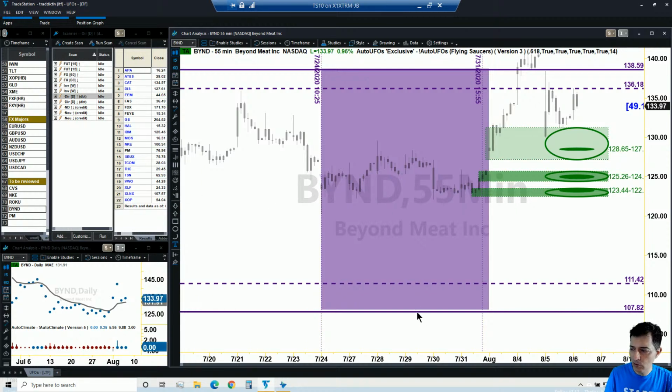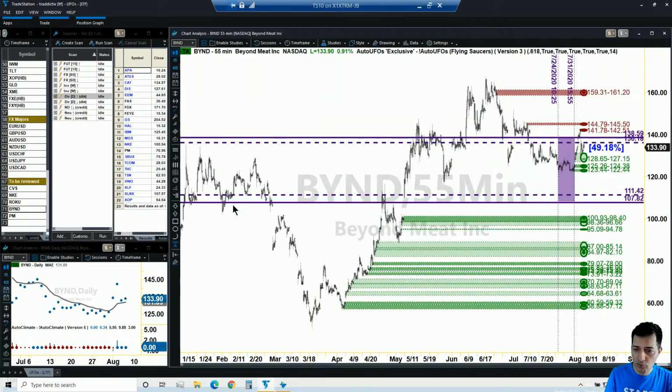So both trades, the credit spread with Roku, as well as the Iron Condor with Beyond Meat, ended up as a full profit.